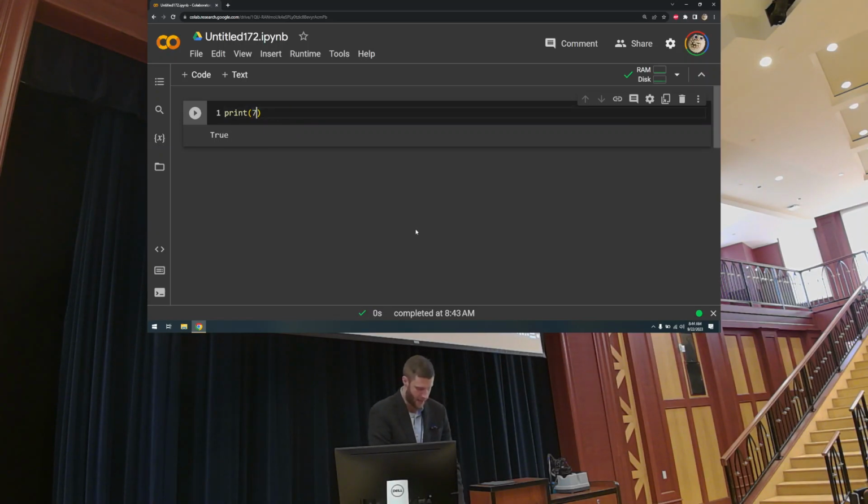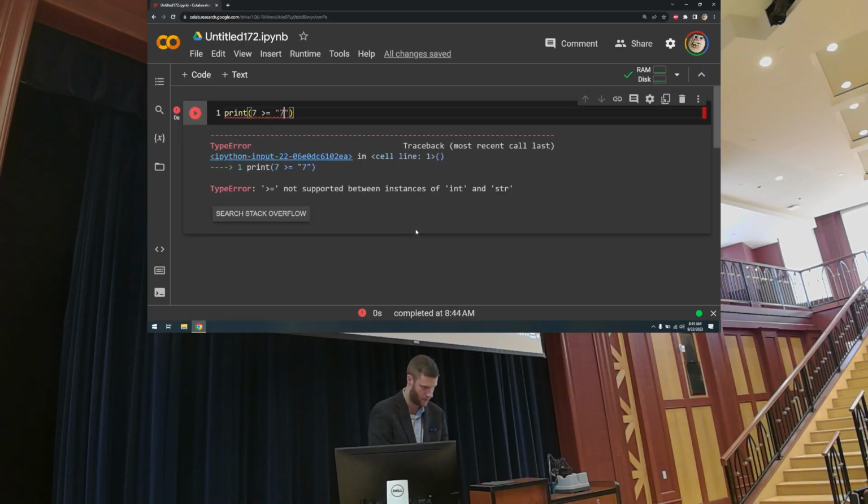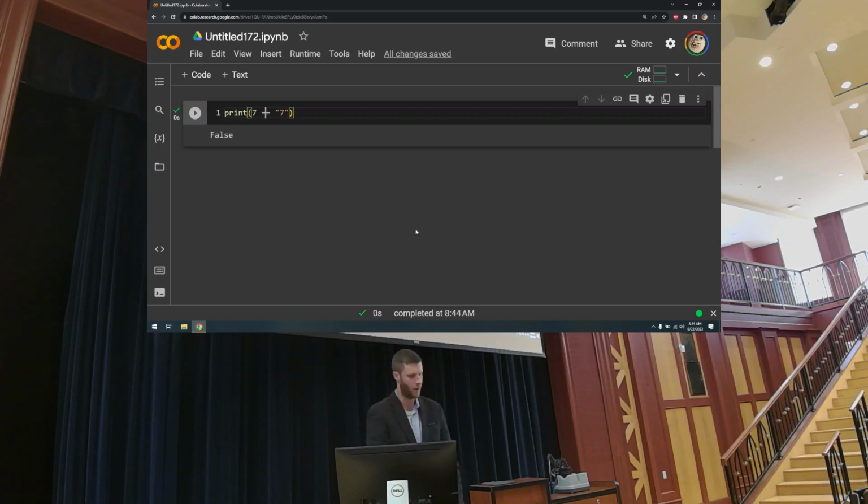But I could say, is 7 greater than 7? Well, that's false. How about is 7 greater than or equal to 7? Yeah, so how about 7.0? It's a float. True. Is it equal to the string 7? Okay, that won't work. I can't compare an integer to a string like that, right? Okay. What about, look, this one didn't crash, though. It said false, which is kind of neat.